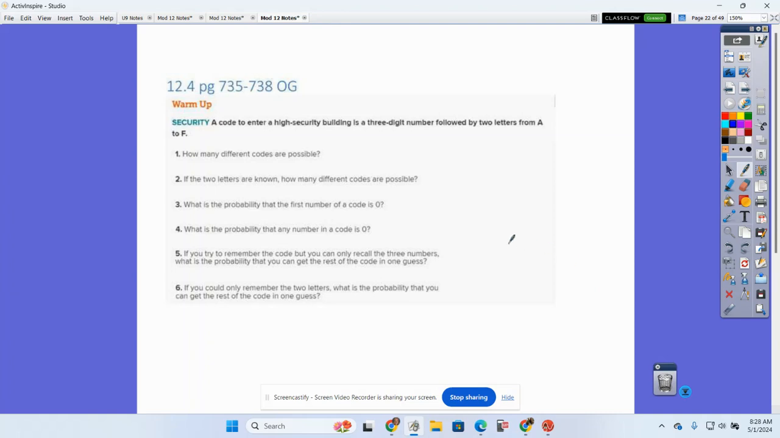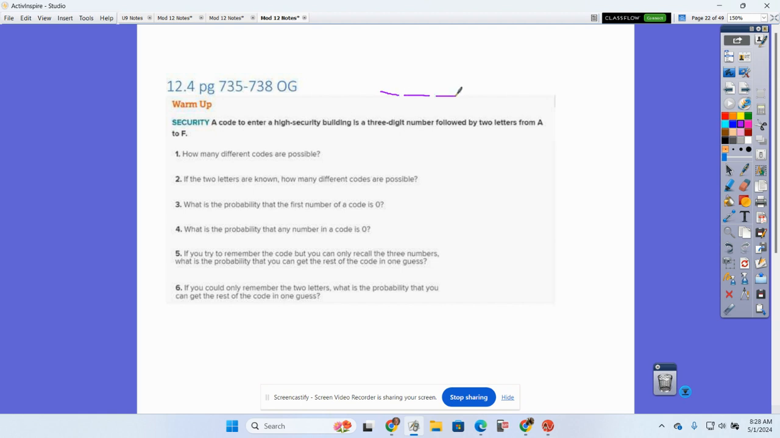Okay, students, we're on 12.4. So 12.4 is going to be about probability with permutations and combinations. We're going to talk about how to find large amounts of possibilities of something happening. Okay, so a code at a high security building is a 3-digit number.